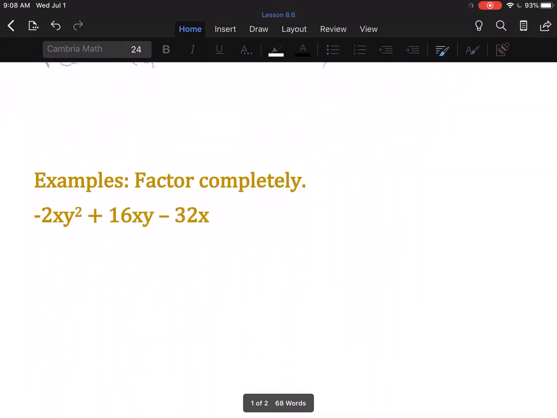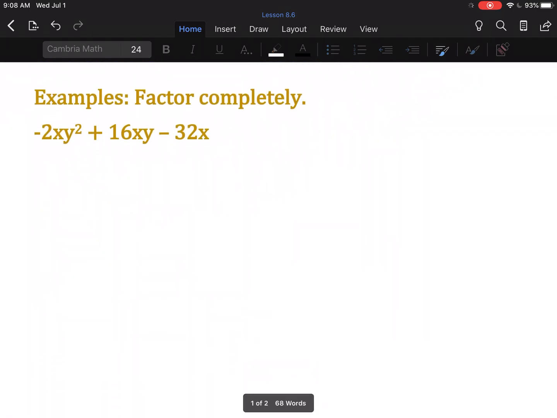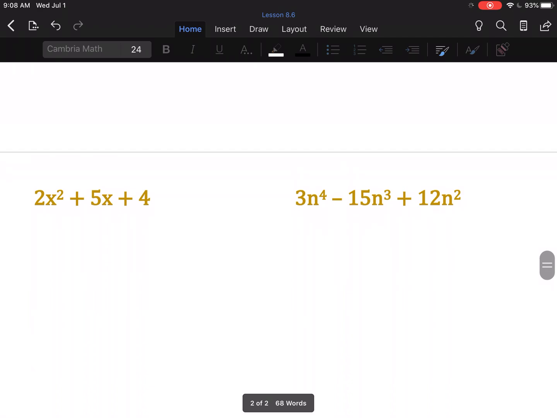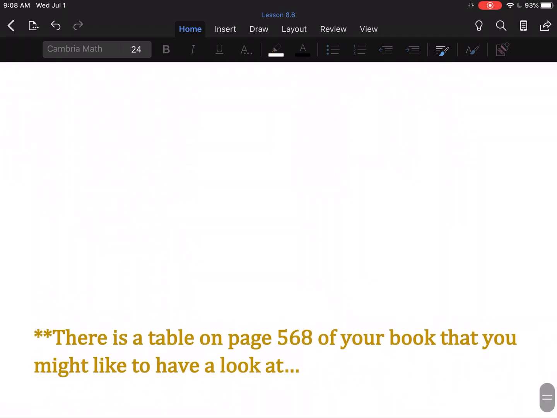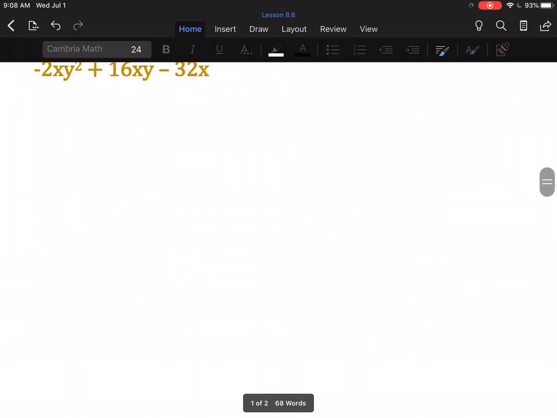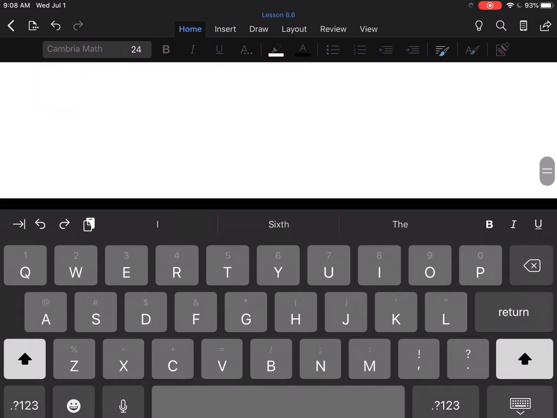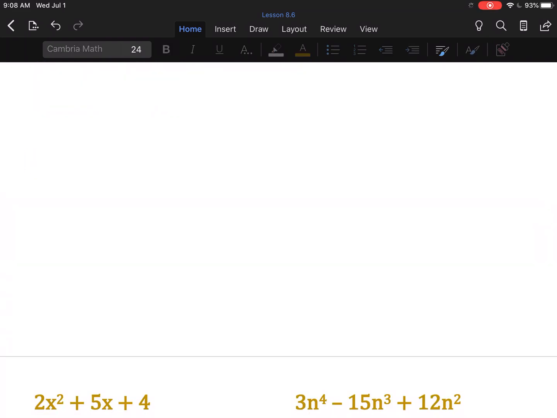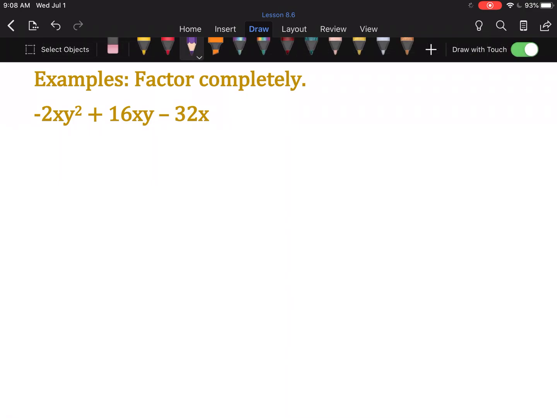Factor completely. And you'll see I'm leaving lots of space on these examples. I don't want to type. I wish to draw. The first thing you want to look for is anything that is common to all the terms that you can factor straight away. You want to do that before you do anything else.